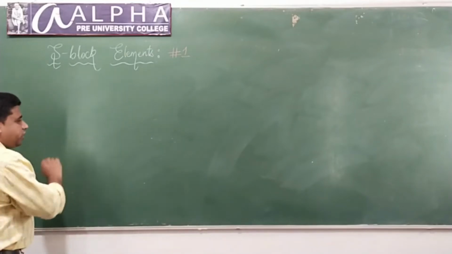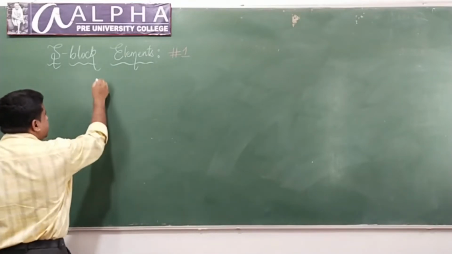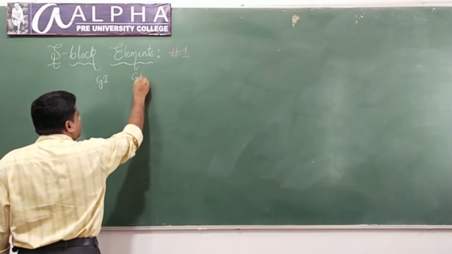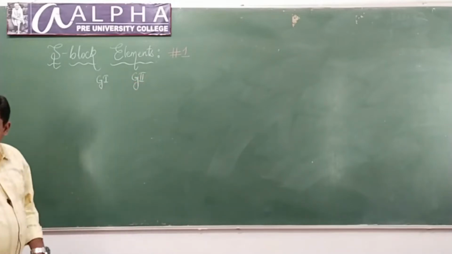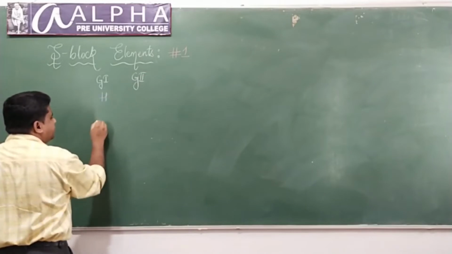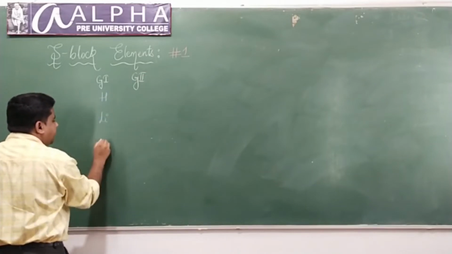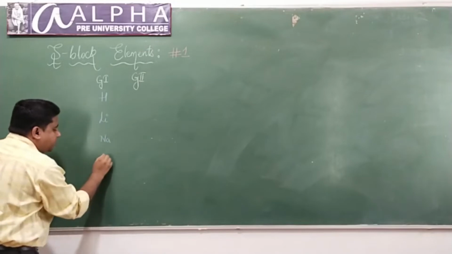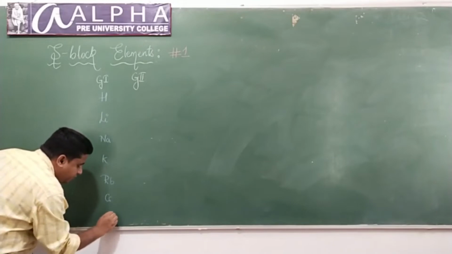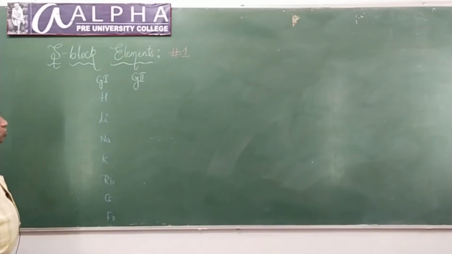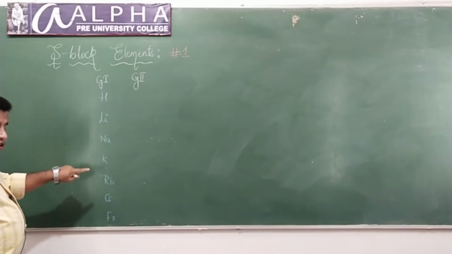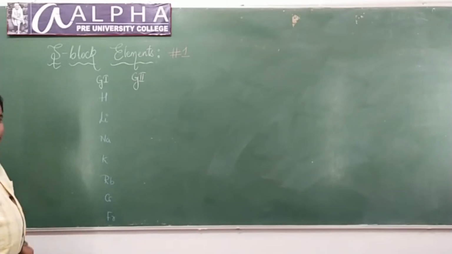So I'll be talking about two groups of elements: group 1 and group 2. In group 1, what are the different elements? In group 1 we have hydrogen, lithium, sodium, potassium, rubidium, cesium, and francium.